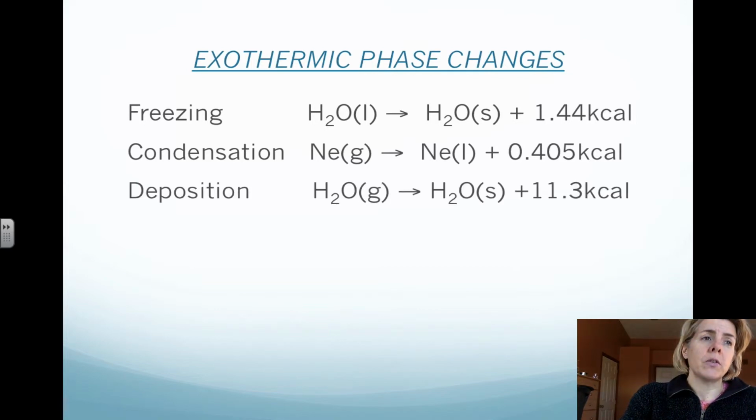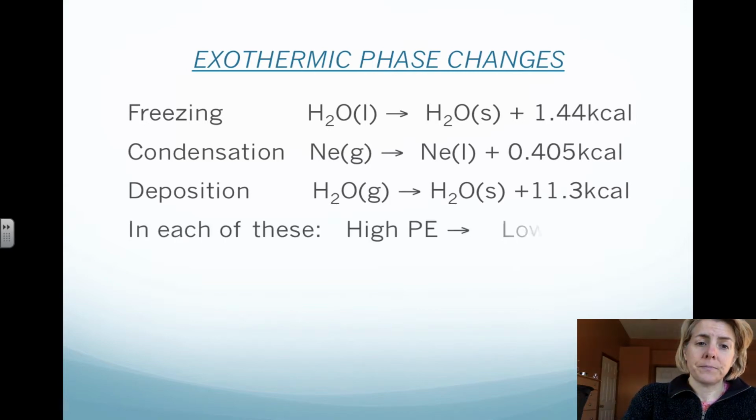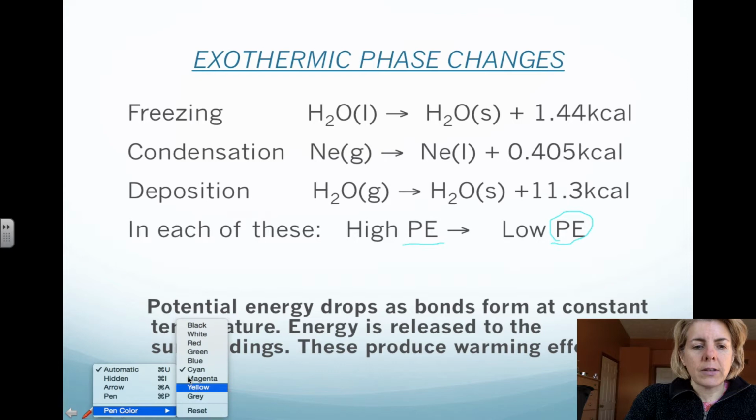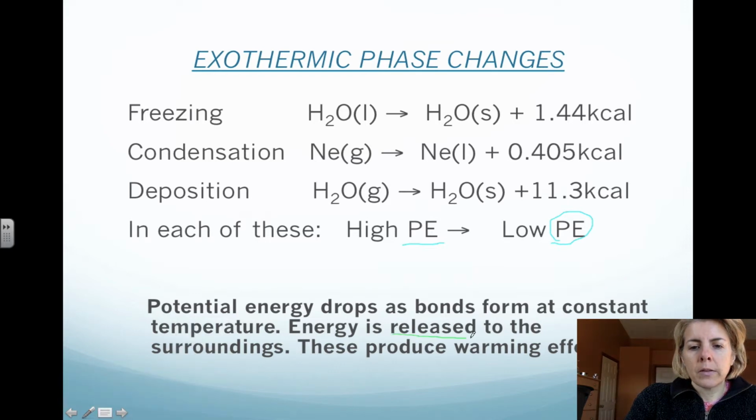And then deposition is going from the gaseous phase to the solid phase. So please note, when we're doing any of these three phase changes, we're going from a high potential energy to a low potential energy. The reason why is we're essentially forming an attraction with these different elements or molecules. And as we do that, energy is being released into the system. So that's why we get a warming effect with these phase changes.